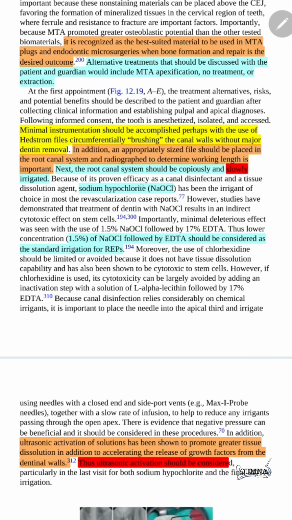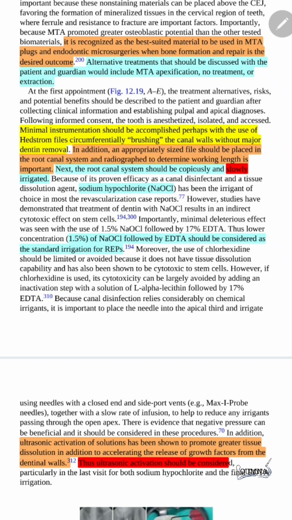Irrigation with sodium hypochlorite: it is advised that we use 1.5% concentration. Then it is advised that it is activated by ultrasonic tips in low speed, and the tip must not reach the apex. It must be before it by 2 millimeters.